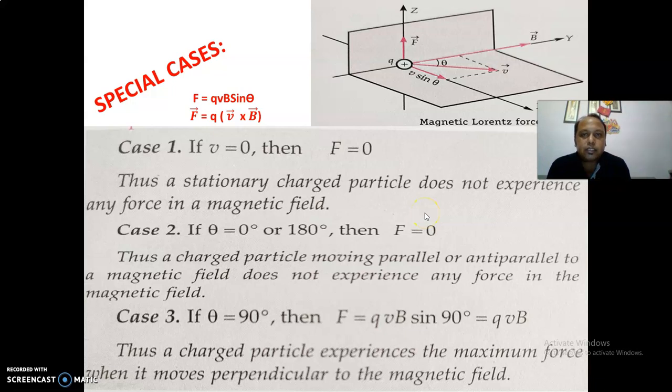This was all about the force acting on a charged particle when it moves in a magnetic field. The magnitude of force is given by q v B sine theta, and in vector notation it is written as q v cross B. The direction of v cross B, that is the direction of force, is given by the right-hand thumb rule or right-hand screw rule. So I hope this is very clear to you.